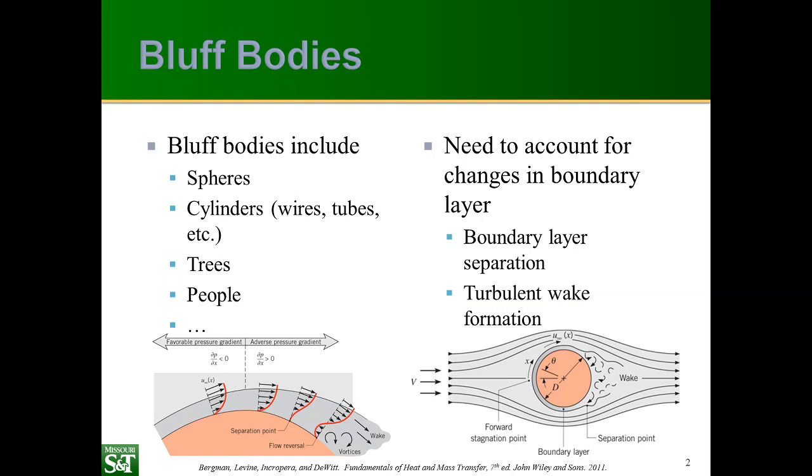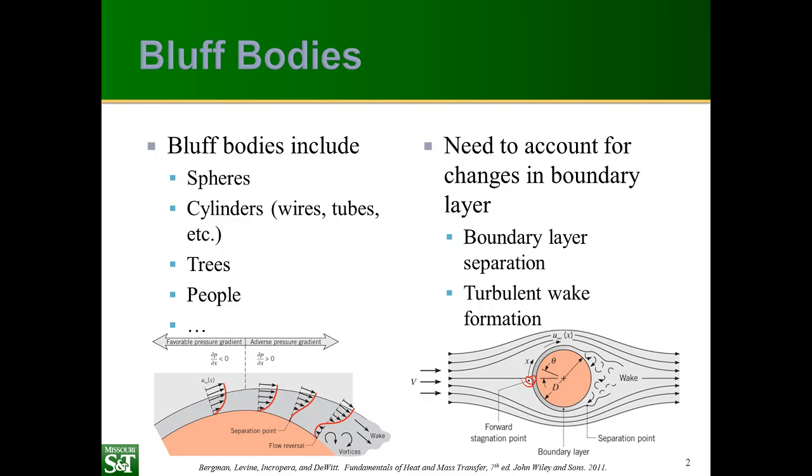Now, for engineering work, the long cylinder and the sphere are typically the most important bluff bodies. However, there are a number of other geometries that may be important for specific applications. Now, the thing to remember here is that the flow is much more complex than for flat plates or for streamlined bodies. If you look at the forward edge of this sphere or cylinder, you have a stagnation point where the velocity is 0.